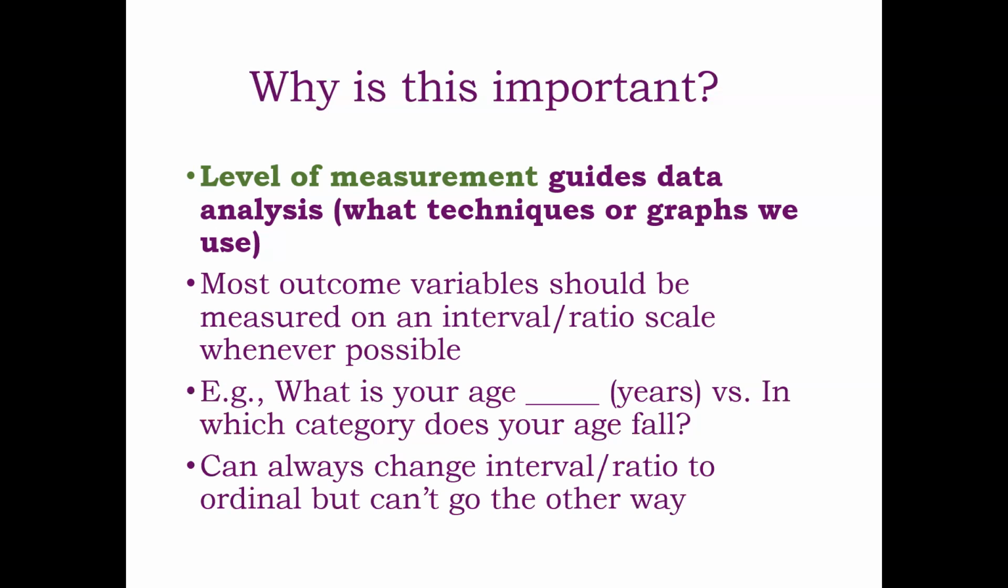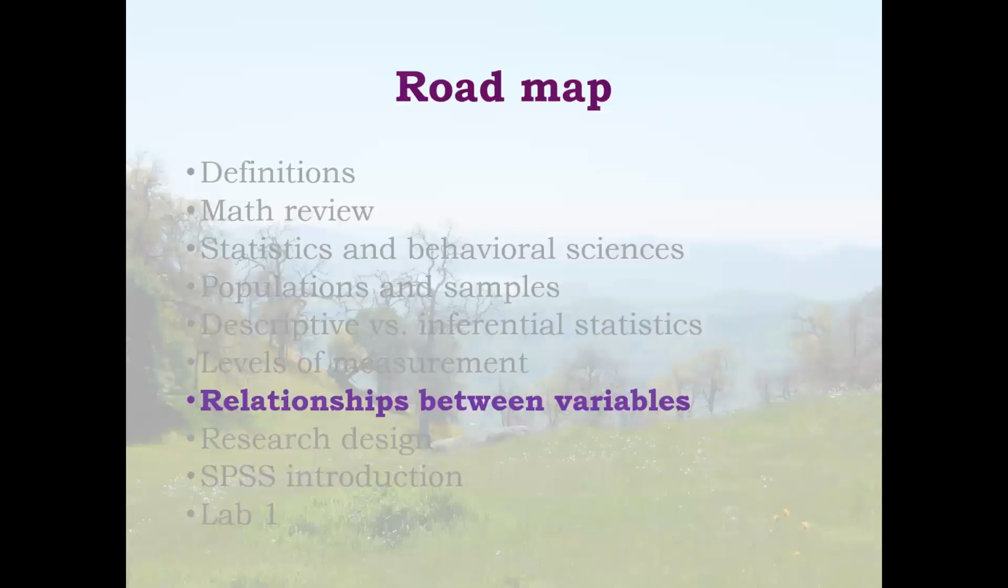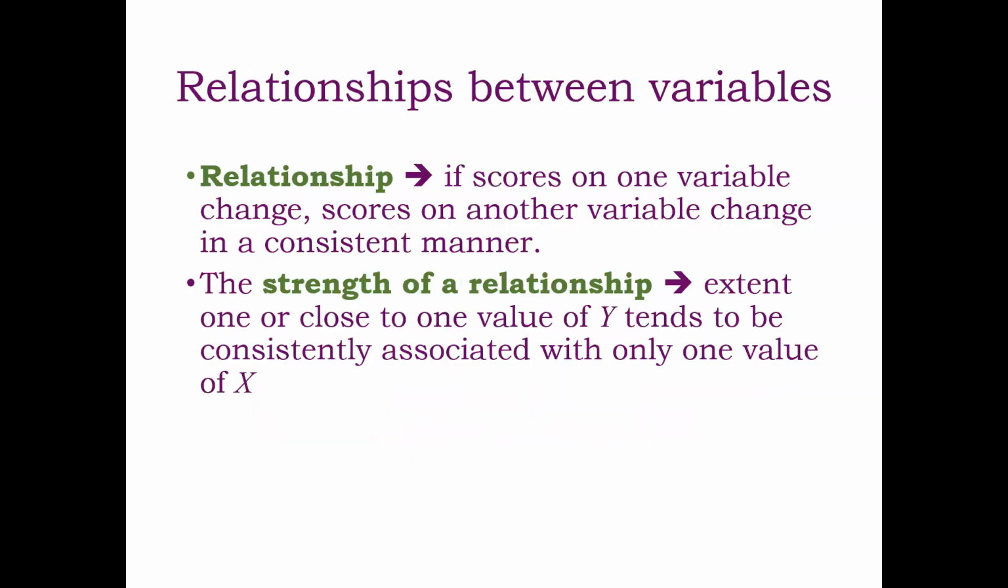Get that. Okay. Moving on, relationships between variables. Basically, if there's a relationship, when scores on one variable change, scores on the other one change in a consistent manner. The stronger the relationship, the more consistently associated changes in one are with changes in the other. So the strength is the extent to which one or close to one value of y tends to be consistently associated with one value of x.